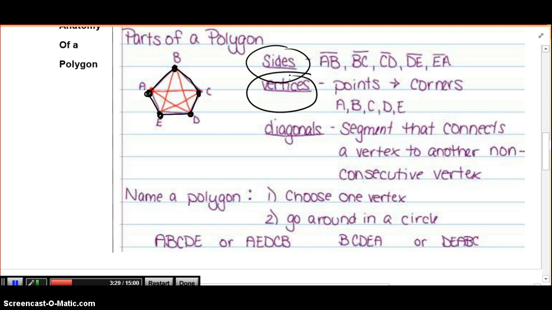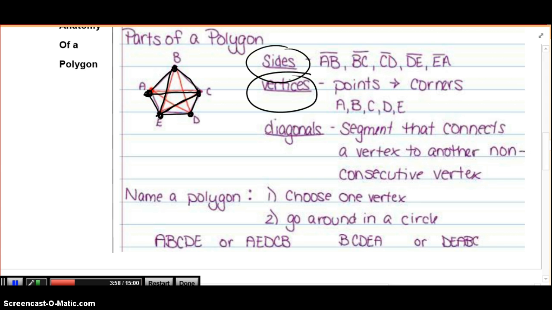And then last but not least, diagonals. This is a little bit new to us, but I'm sure most of you can figure this out. They are segments that connect a vertex to another non-consecutive vertex. So the diagonals from, let's say, this E here would be to B and to C. Our diagonals from C would be something like A and something like E as well, and so on and so forth.